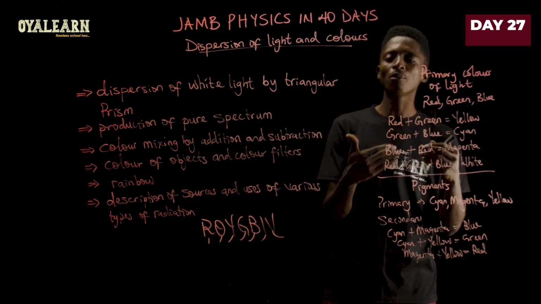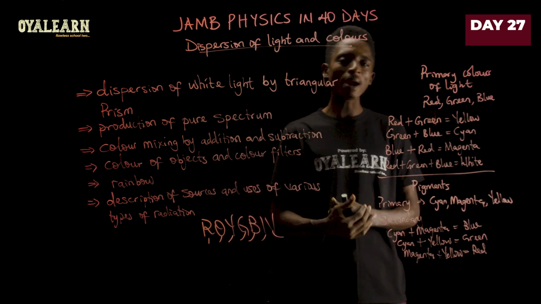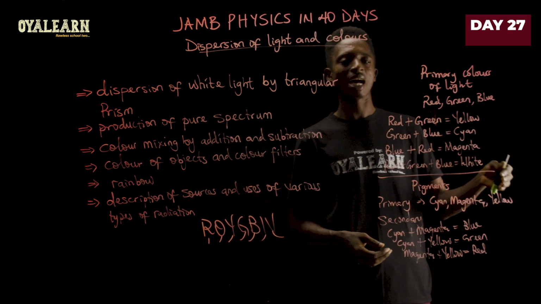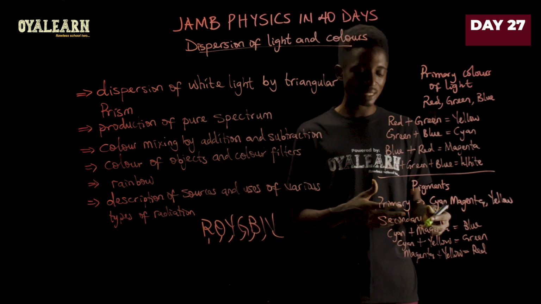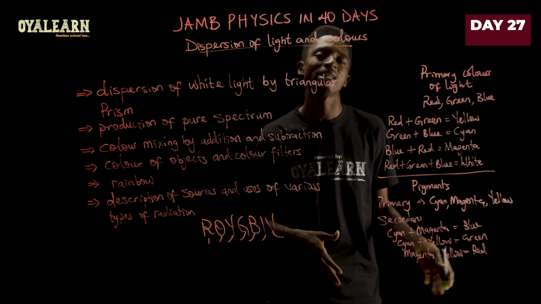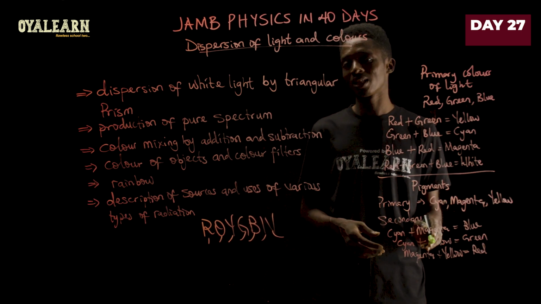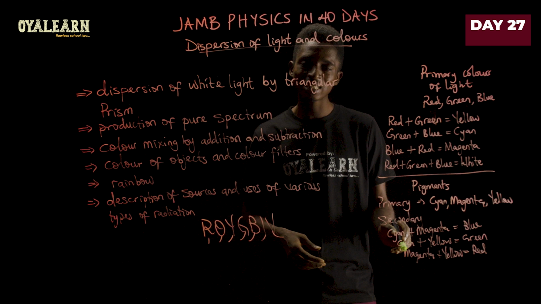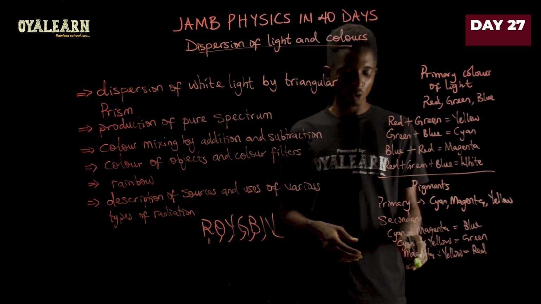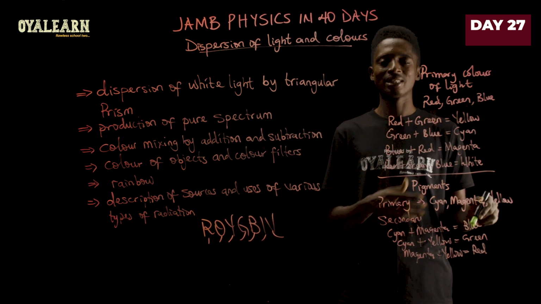Now, by the time you get to pigments, the primary colors in pigments are cyan, magenta, and yellow. And by mixing, you can produce blue, green, and red again. When you mix cyan and magenta, you get blue. When you mix cyan and yellow, you get green. When you mix magenta and yellow, you get red.